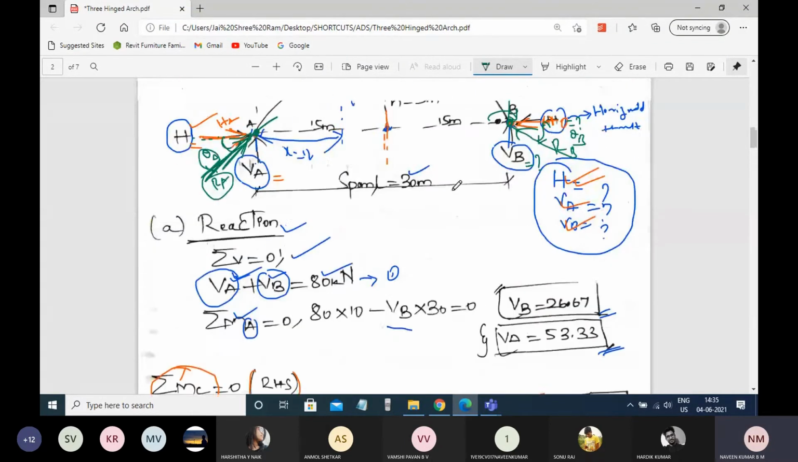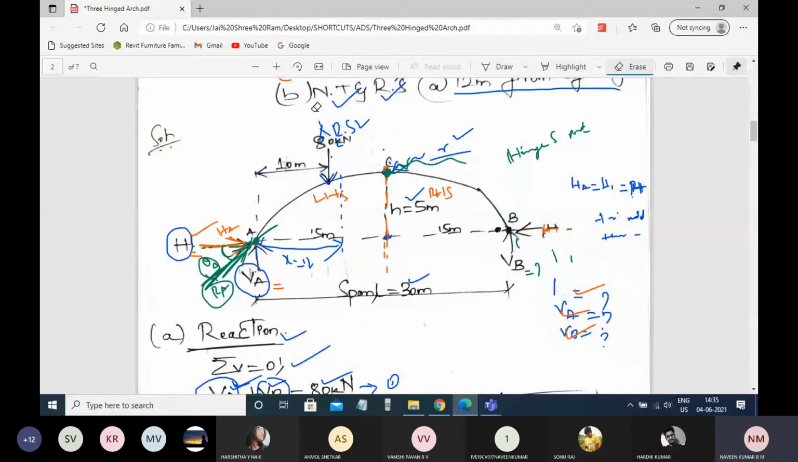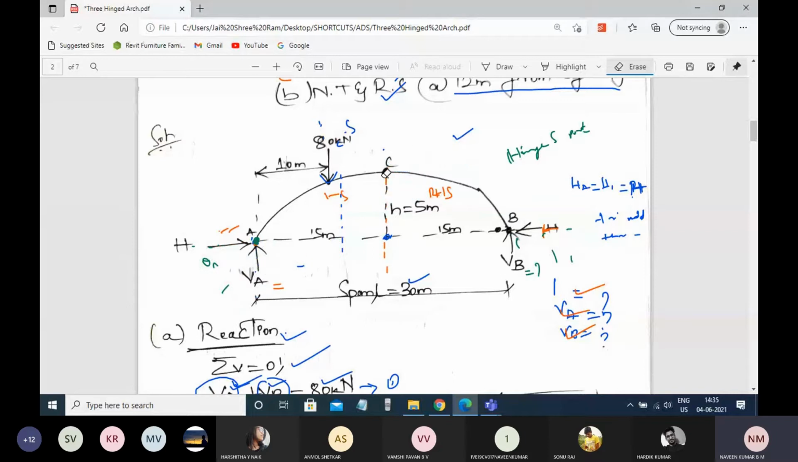Now, in order to draw the bending moment diagram, it is a very simple module. You can score well in this particular module. It is very simple.